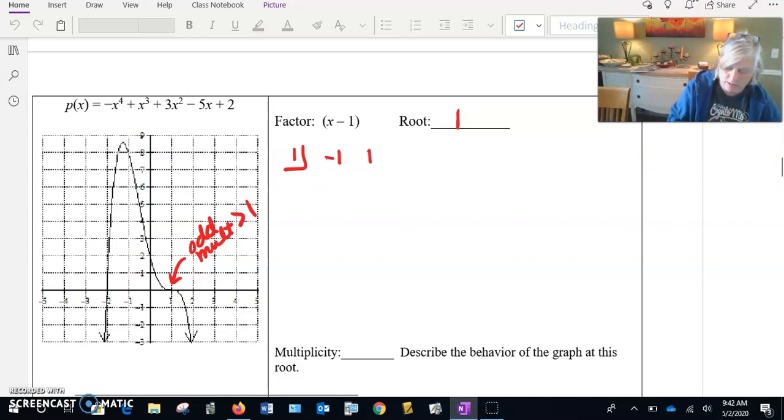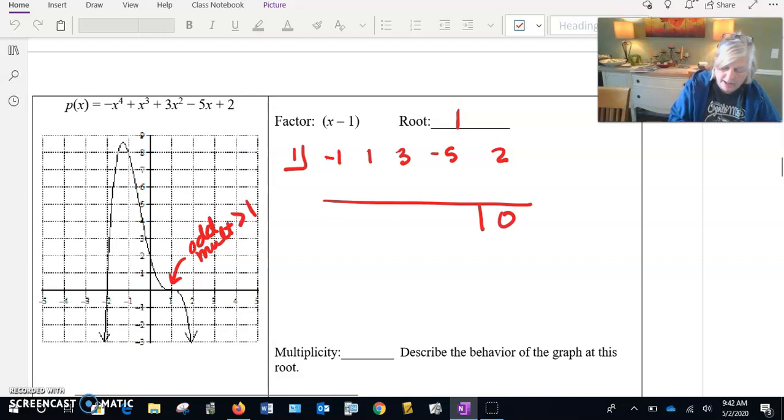So -1, 1, 3, -5, 2. And so you're going to go ahead and do the division and you should get a 0 there, and then divide the 1 in again and continue the process. All right, so why don't you guys go ahead and do that and get to right there and stop there, and then we will come back and discuss.